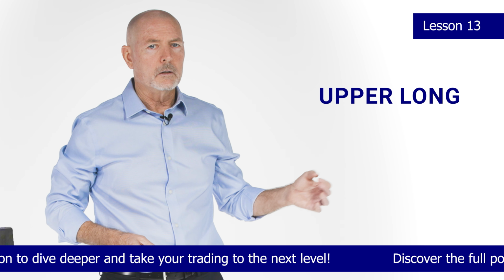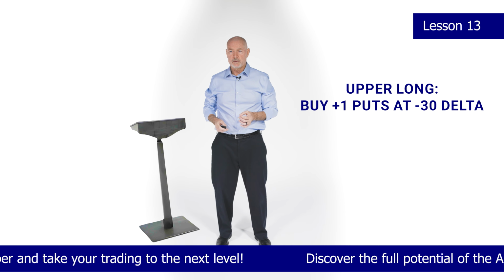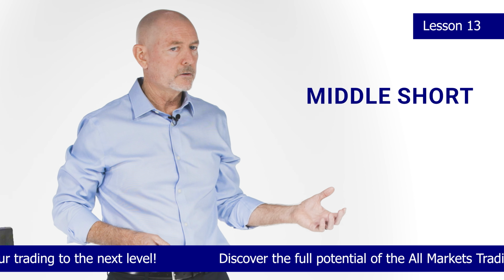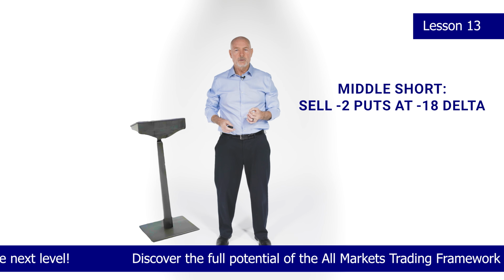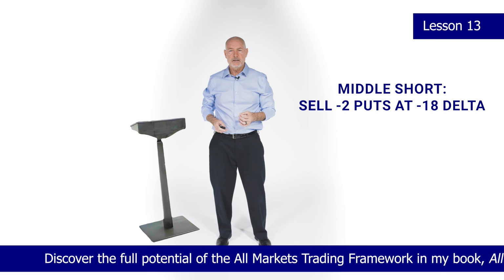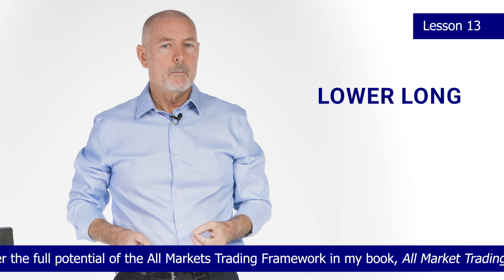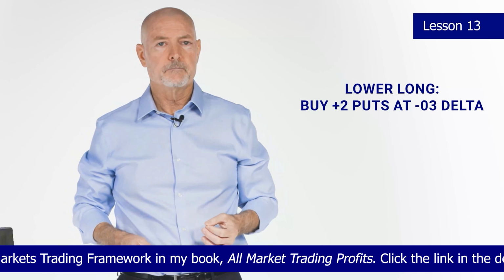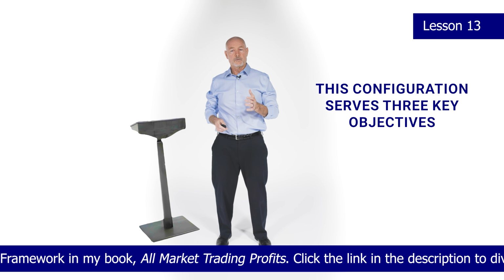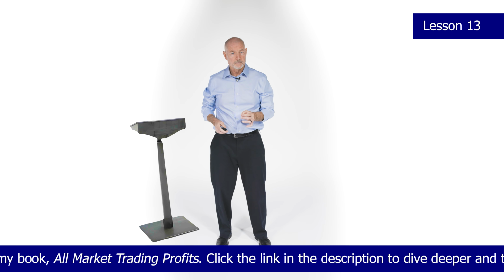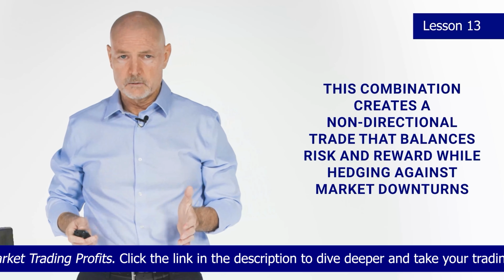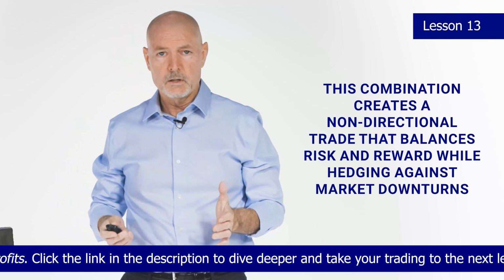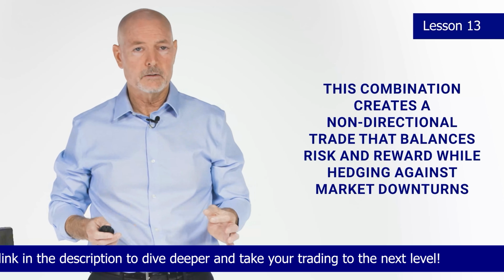So the upper long: buy one put at the minus 30 delta. The middle short: sell two puts at the negative 18 delta. Lower long: buy two long puts at the minus 3 delta. This configuration serves three key objectives. This combination creates a non-directional trade that balances risk and reward while hedging against market downturns.